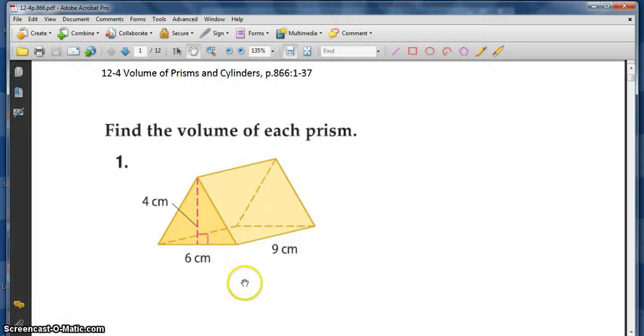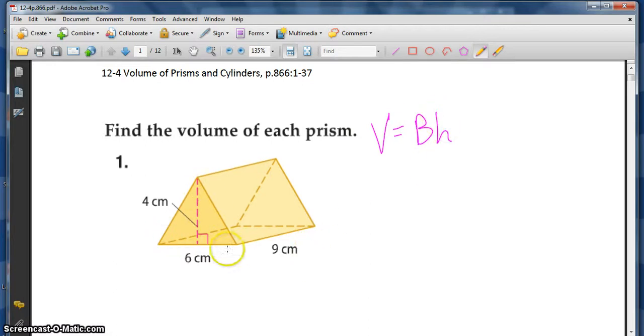This is section 12.4, volume of prisms and cylinders, page 866. Number 1, find the volume of each prism. So the volume of a prism is given by the area of the base times the height.